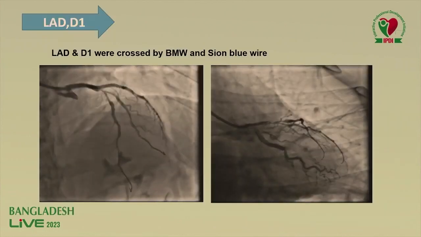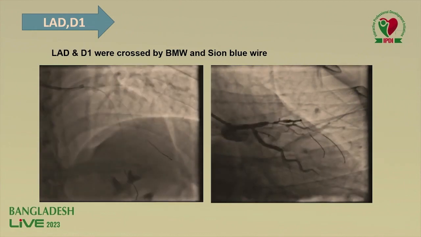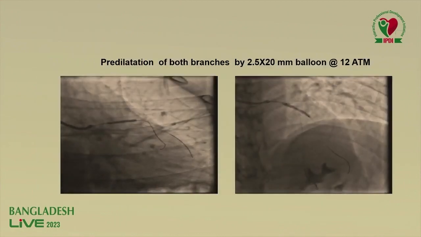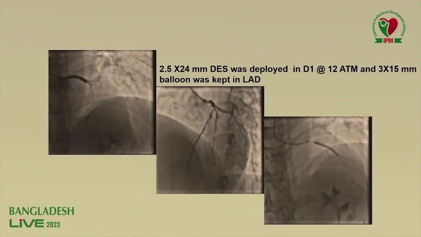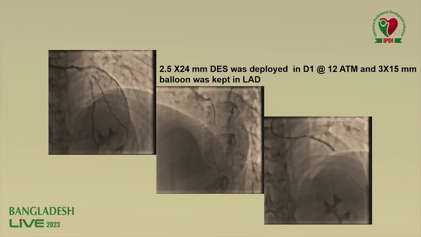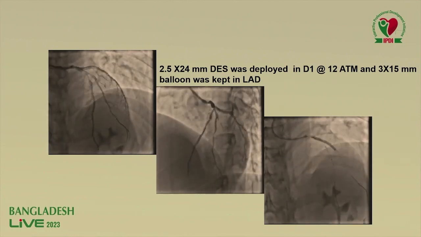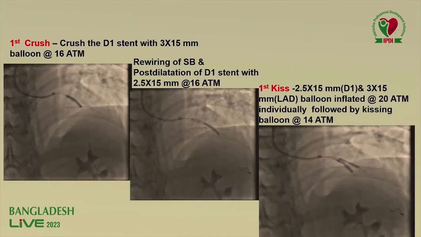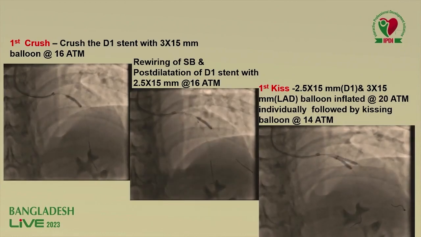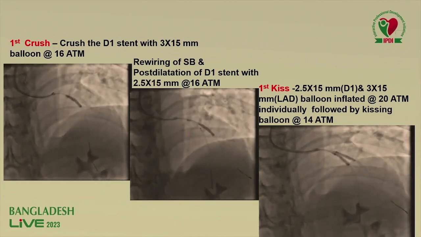Now LAD and diagonal were crossed by the BMW and Fielder wire respectively. Then predilatation of both branches was done by a 2.5 by 20 millimeter balloon at 12 atmospheres. A 2.5 by 24 millimeter drug-eluting stent was deployed in D1 at 12 atmospheres, and a 3 by 15 millimeter balloon was kept in LAD. First crush was done of the D1 stent with the 3 by 15 millimeter balloon. Then rewiring of the side branch and post-dilatation of the D1 stent was done with a 2.5 by 15 millimeter balloon.